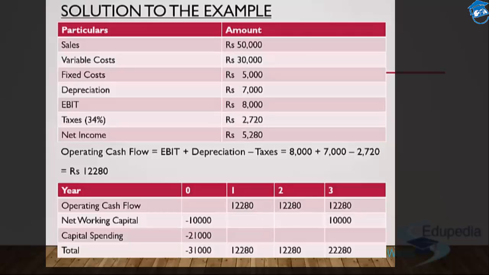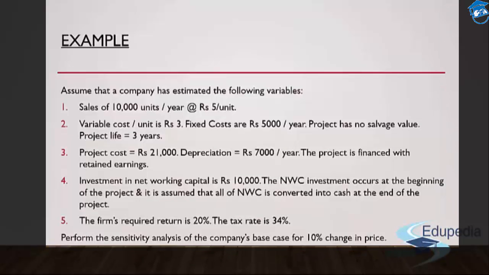Now coming to the calculation part with relation to the cash flow. My operating cash flow for each year that I'll be getting for year 1 is 12,280. Again the same for next year, again the same for the third year. Now talking about the net working capital, we heard in the example itself that my investment in net working capital is going to be rupees 10,000, and this will occur at the beginning of the project, and it will be assumed that all the net working capital is going to be converted back into cash at the end of the project.